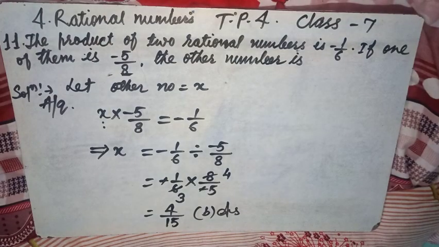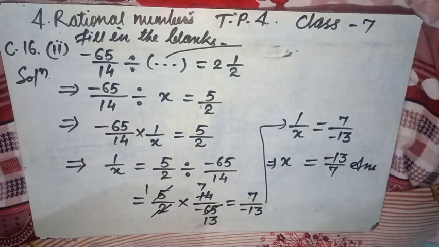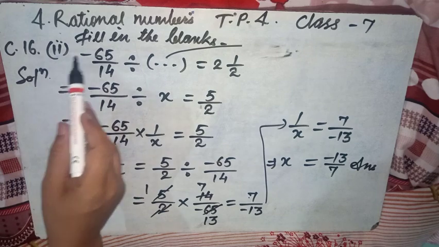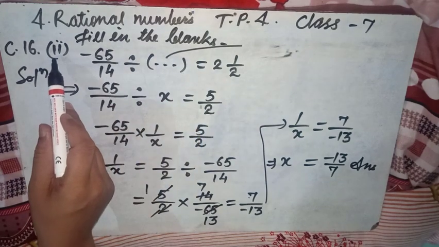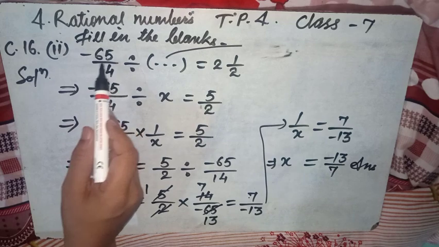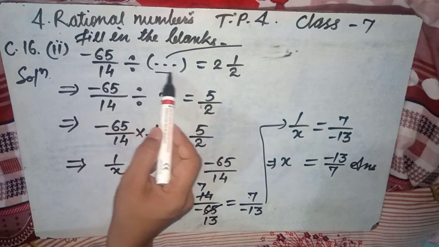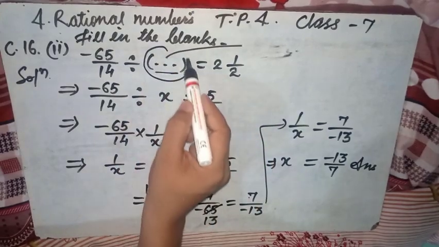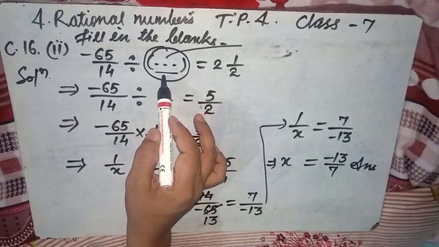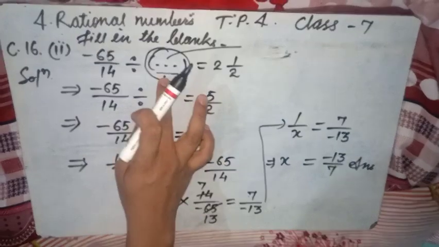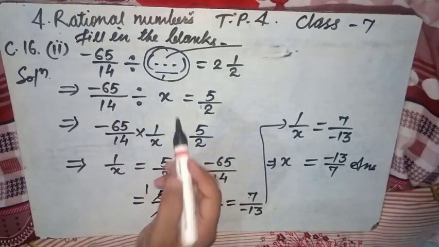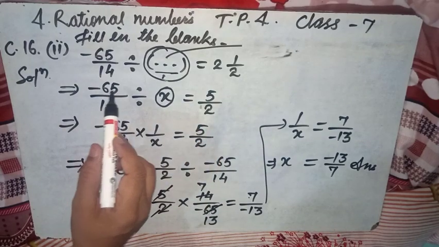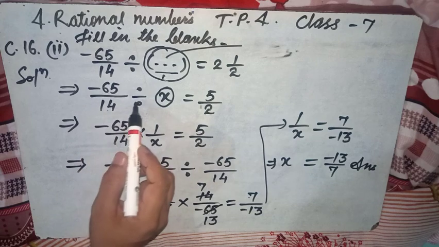I hope you will get it. Now friends, see question number 16, C group, and we have taken the second sub question of question number 16. Fill in the blanks. Here the second sub question is given: minus 65 by 14 divided by dash is equal to 2.5. That means we have to find the value of this dash. What number should be filled here to make the left side and right side equal? Now suppose here dash is x. Now minus 65 by 14 divided by x.